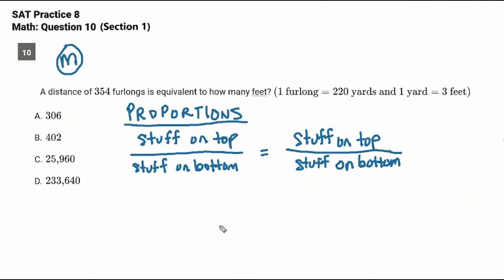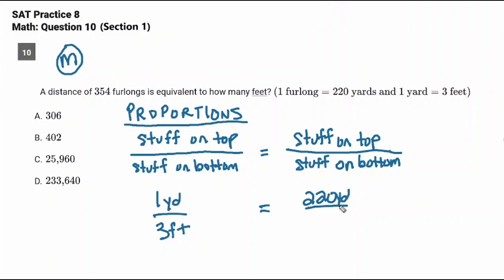Start with small units. Don't start big. 1 yard to 3 feet. There's your proportion. Stuff on top is yards, stuff on bottom is feet. So on the right side, you're going to have a fraction. What goes on top? Yards, 220 yards.